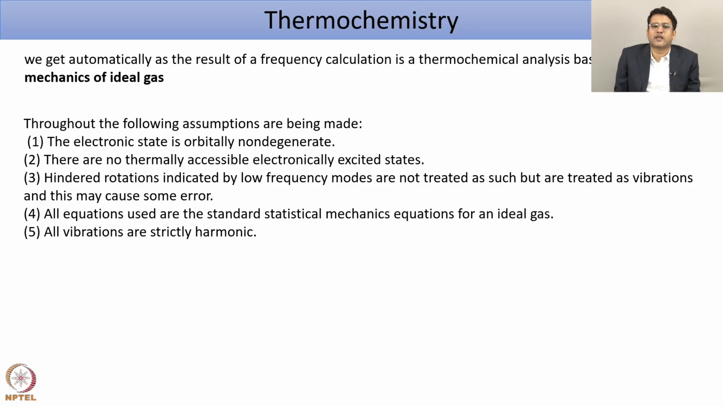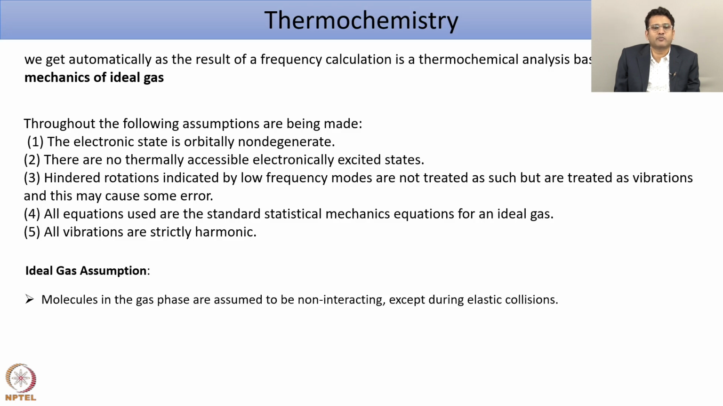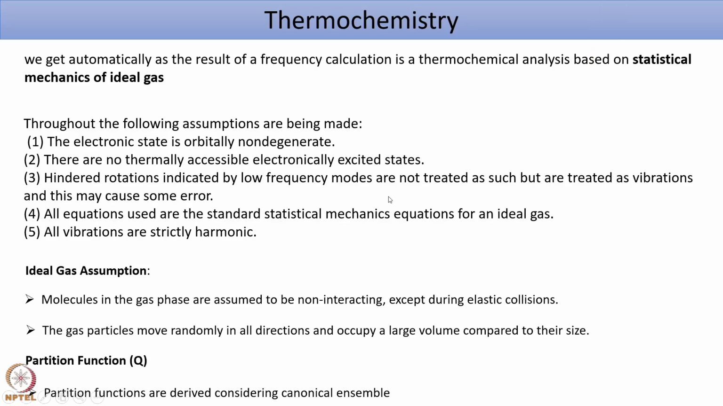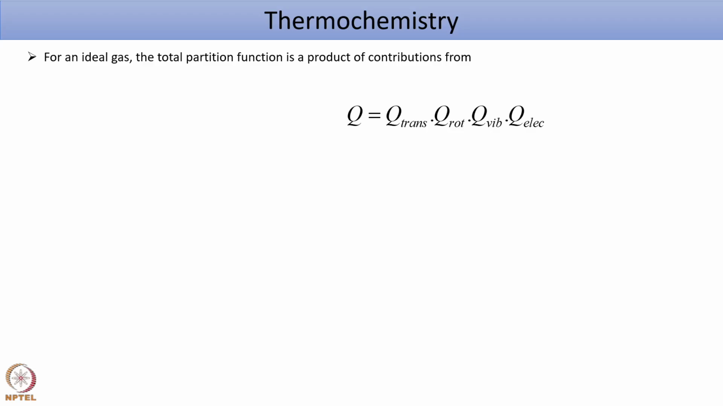All the statistical mechanical equations used are for an ideal gas, and all the vibrations, as we discussed, are strictly harmonic. The ideal gas assumption means molecules in the gas phase are assumed to be non-interacting except during elastic collisions. The gas particles move randomly in all directions and occupy a large volume compared to their size. The partition functions are derived using the canonical ensemble, which means constant volume, constant number of particles and constant temperature.